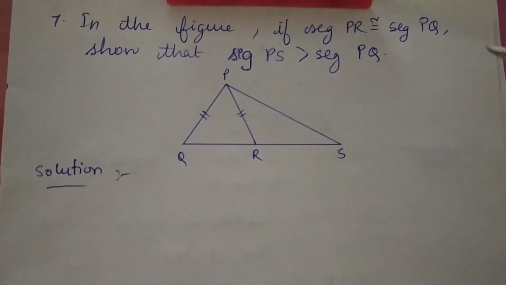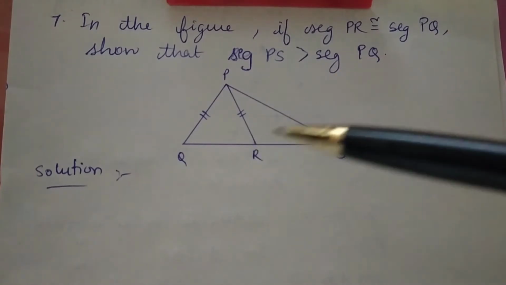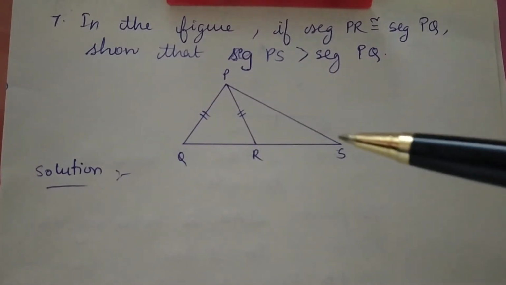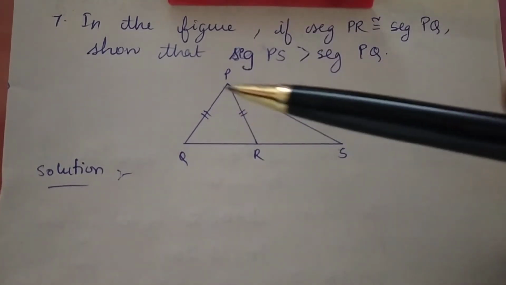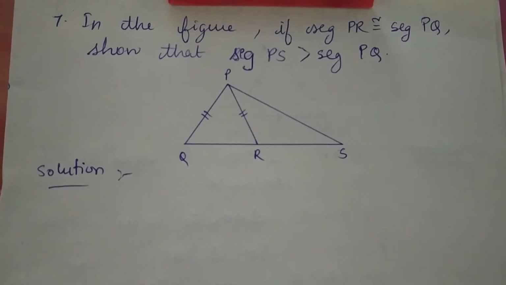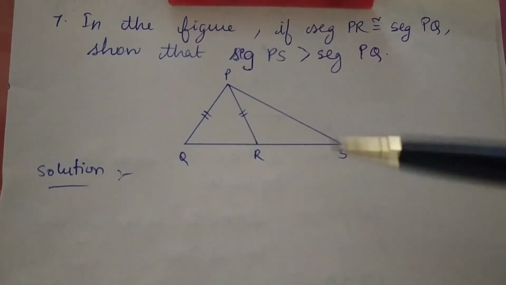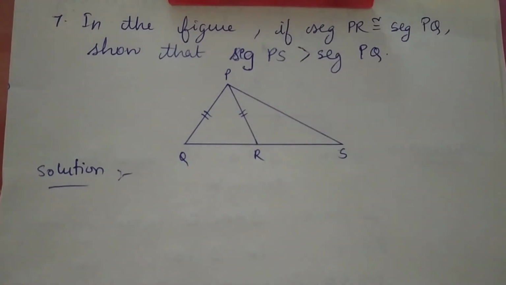that, see what is given here, PQ is congruent to PR, which is given to us, and we have to prove that PS, this side, is greater than PQ. That's what we have to prove. Now if I have to prove that PS is greater than PQ, then I'll have to show that the opposite angles are also in a similar manner.